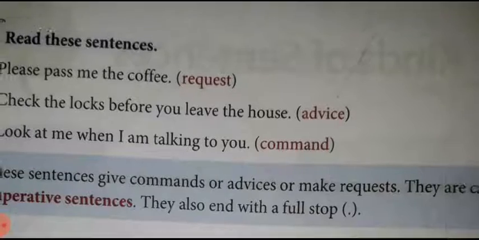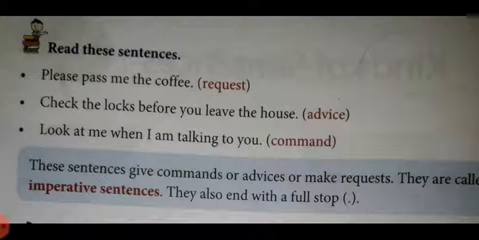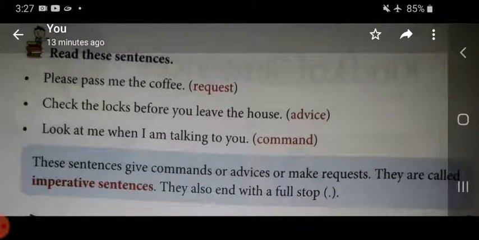Now over here, imperative sentences. These sentences give commands or advice or make some request, so they are called imperative sentences. They also end with a full stop. Now first, over here that is a request. Please pass me the coffee. Please is your request. May I come in is your request.